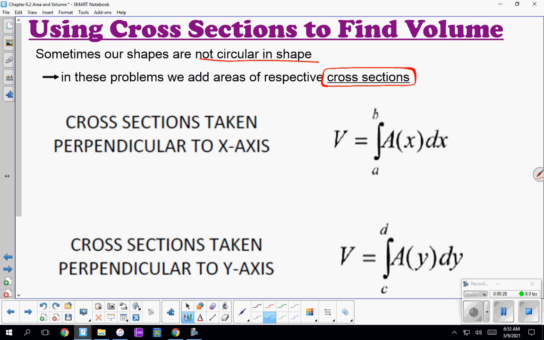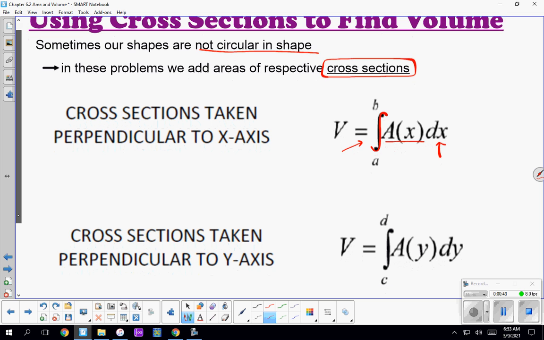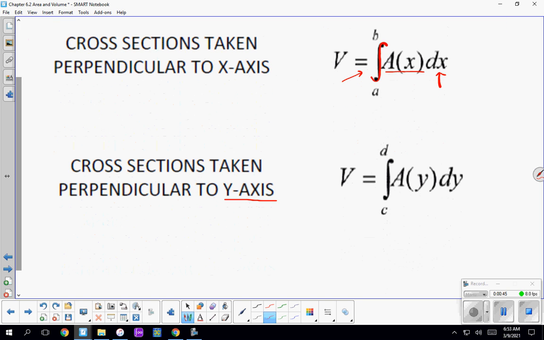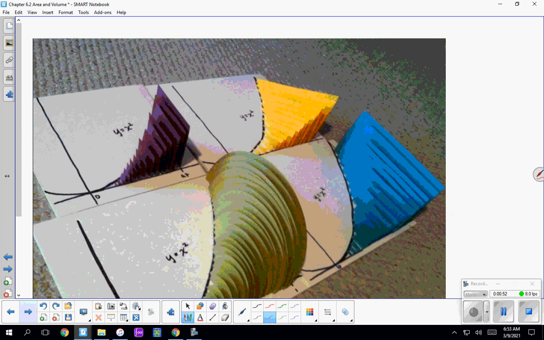So just like before, we're going to add together the area of each of those cross sections. We multiply it by the very, very thin width. That turns it into volume. So there's not going to be a pi necessarily out here because it's not always a circle. If they are perpendicular to the y-axis, we're going to be adding them in a vertical direction, so we respect y, and I'll show you what that would look like later.